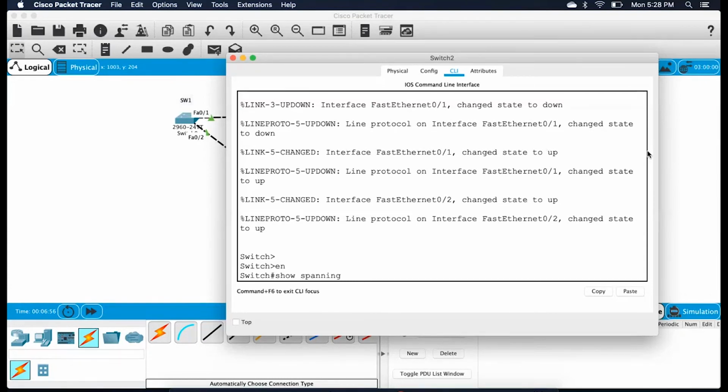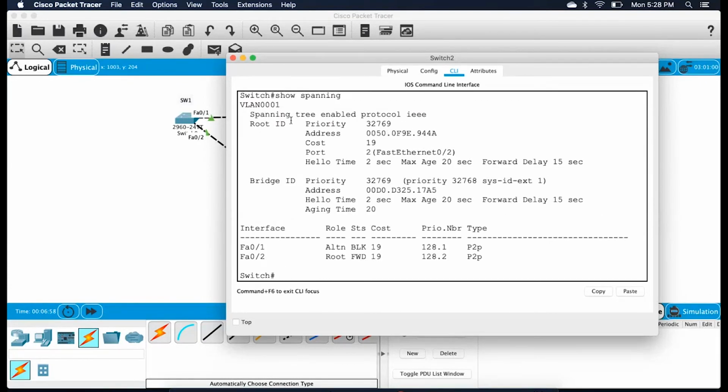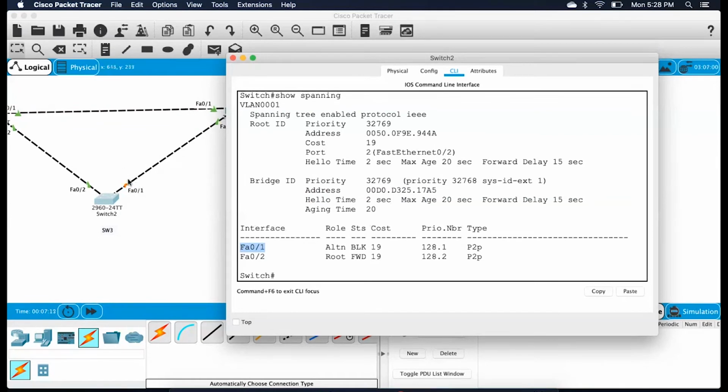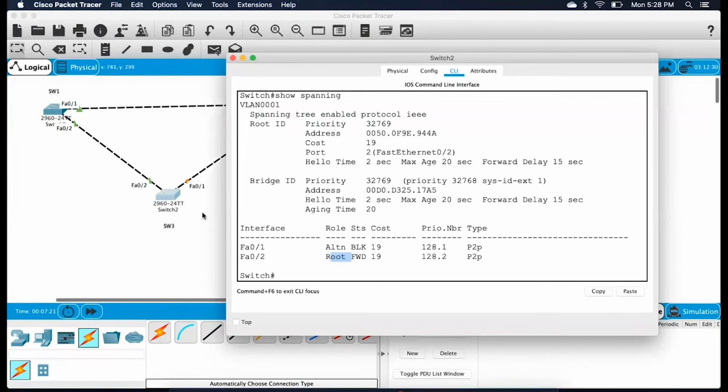And you can see that this is the information of the root bridge. Okay, and that's the information about the local switch, but the FA0/1 here is blocked. This is the FA0/1, it is in alternative mode and the state is blocked. And FA0/2 is the root port that is in forwarding mode, which is reaching out to the root bridge in the shortest way possible. Do you understand this?